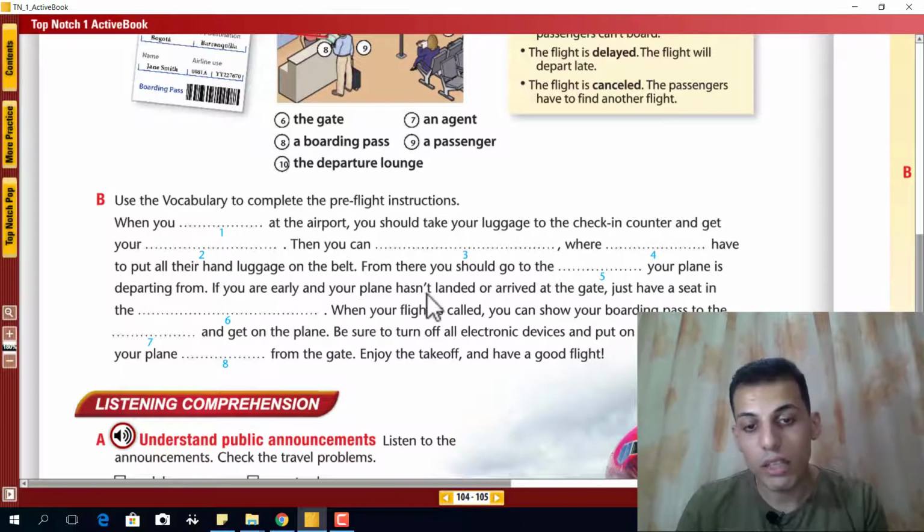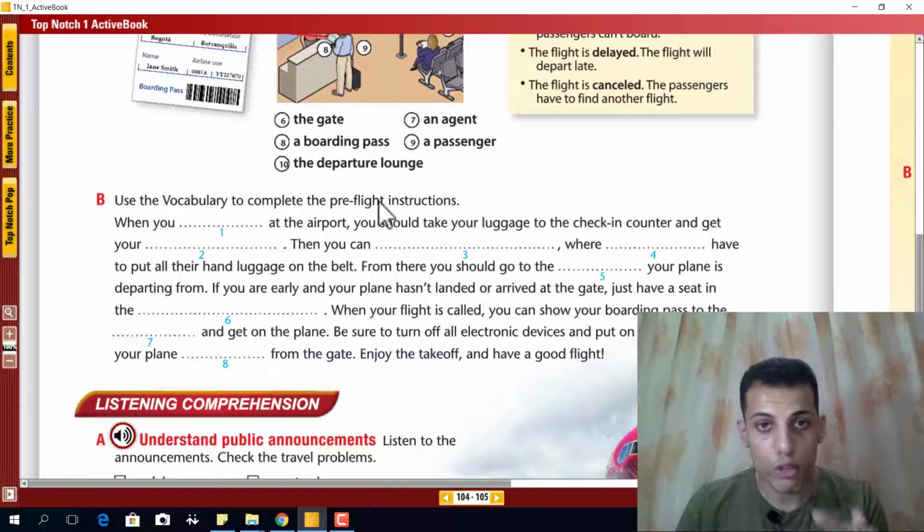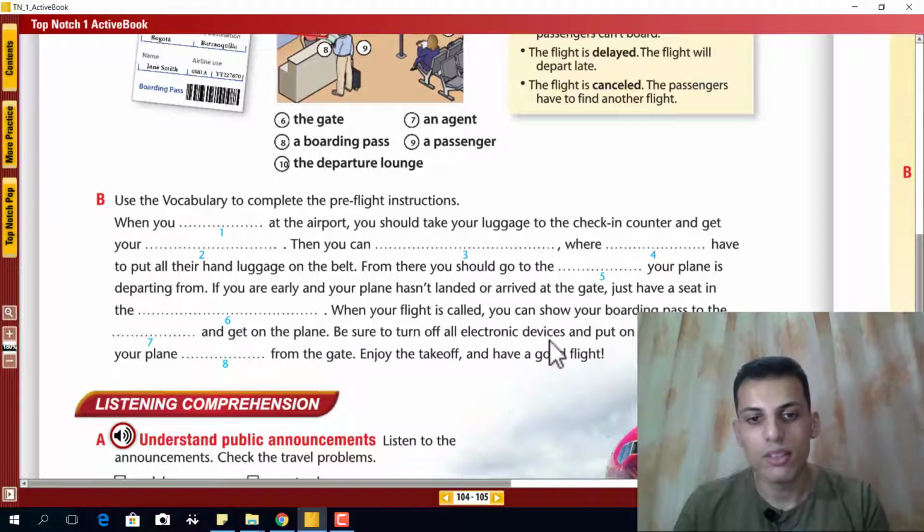Okay, if you are early and your plane hasn't landed or arrived at the gate, just have a seat in the departure lounge, right? Alright, when your flight is called, you can show your boarding pass to the agent, okay, and get on the plane. Be sure to turn off all electronic devices and put on your seat belt, okay, before your plane takes off from the gate. Enjoy the takeoff and have a good flight.